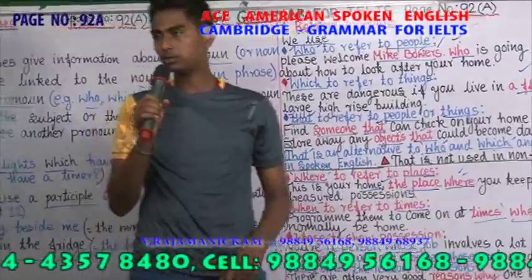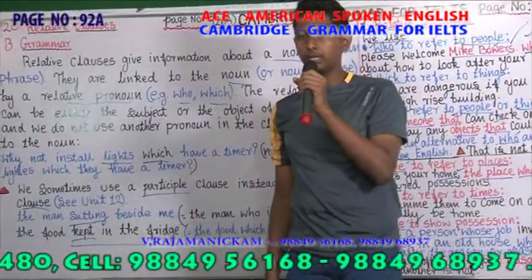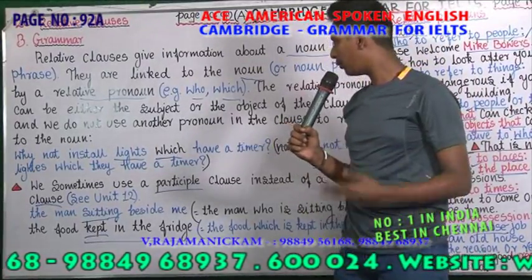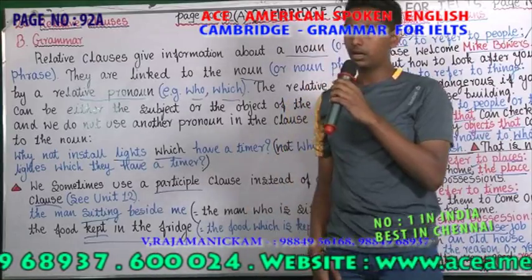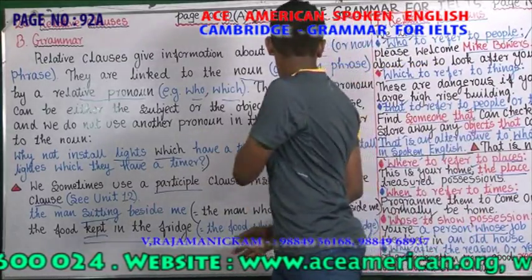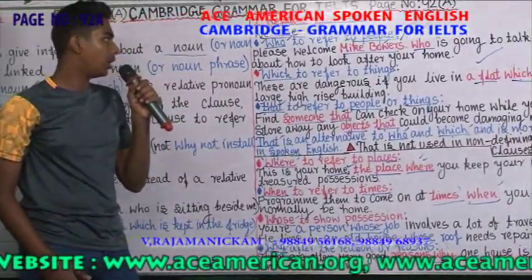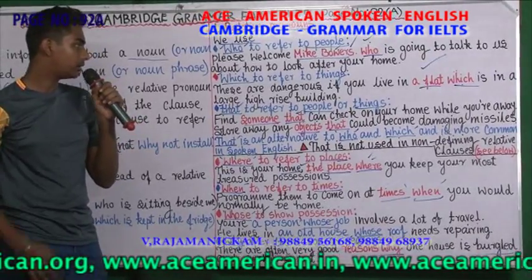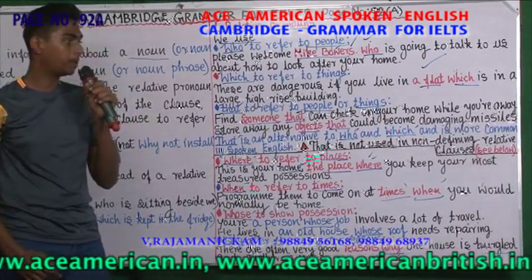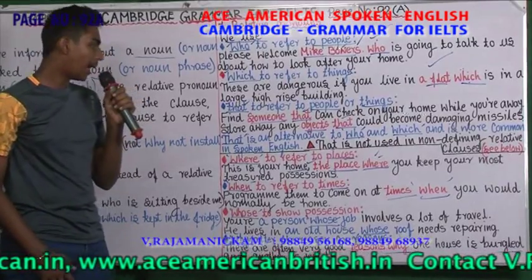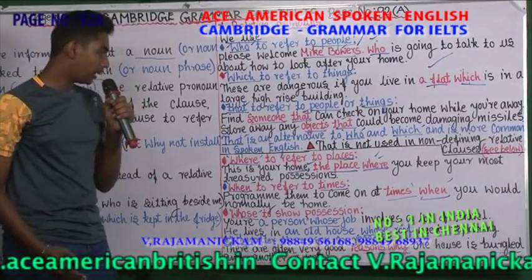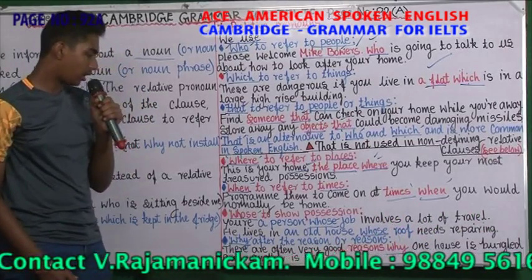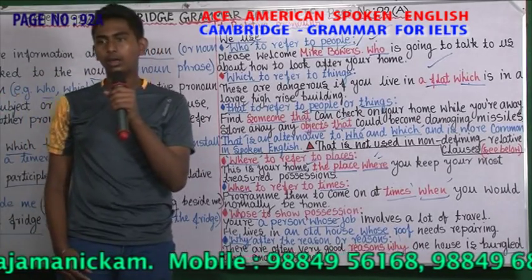I got more information about relative clauses. Then we use participles sometimes, and the relative pronouns. Who is referred to people, which is referred to things. That too refers to people or things. Where refers to places, and when refers to times, whose to show possession.